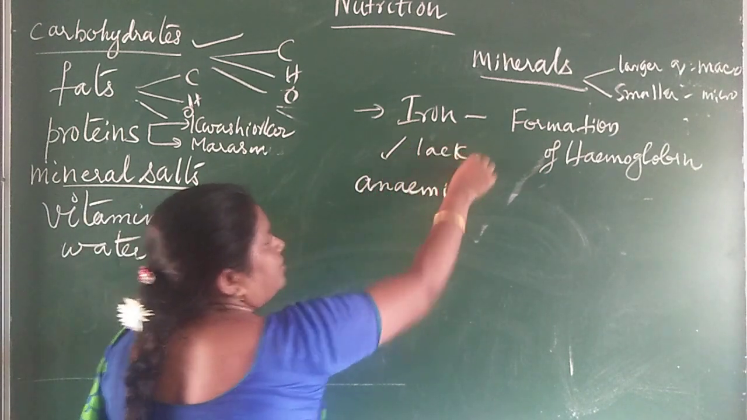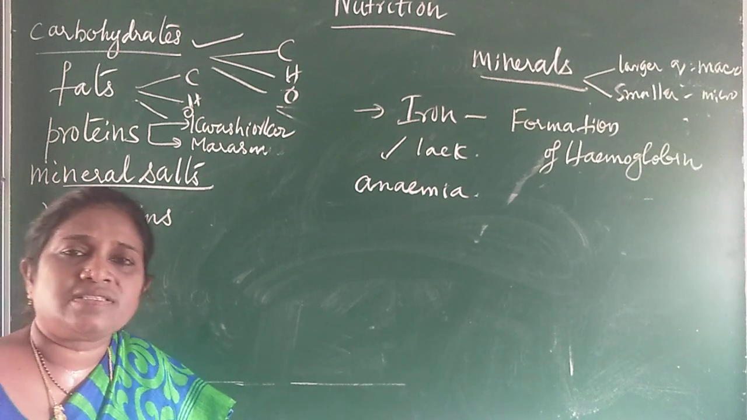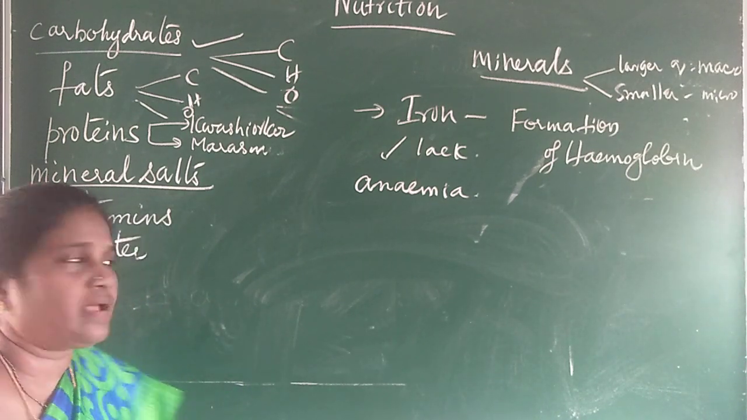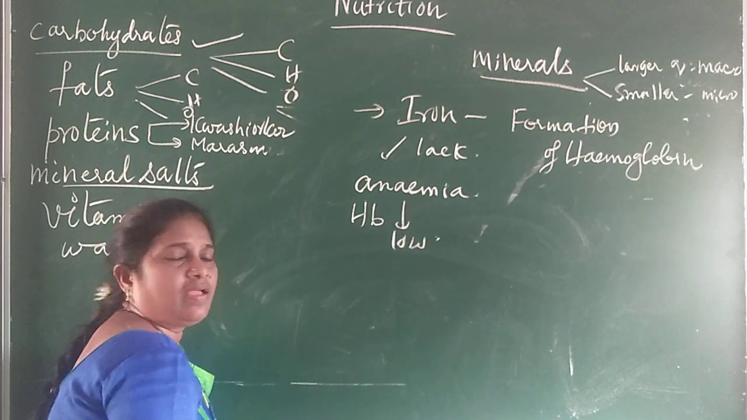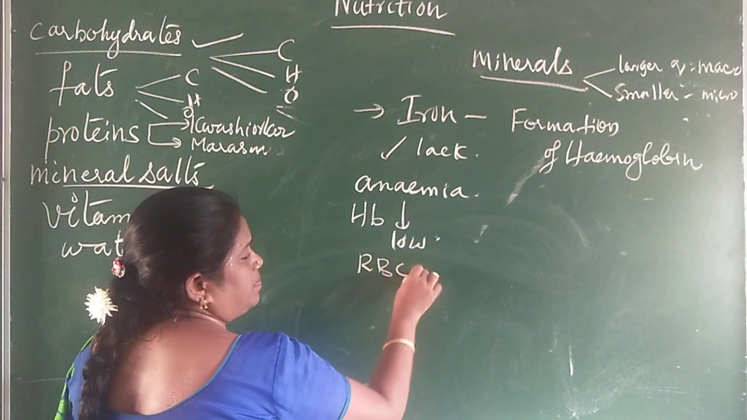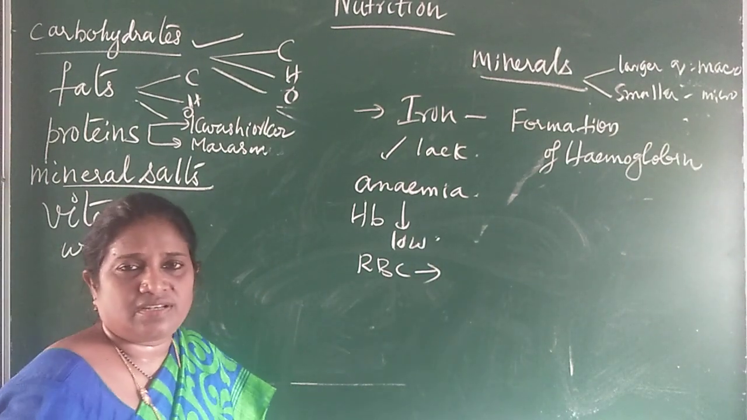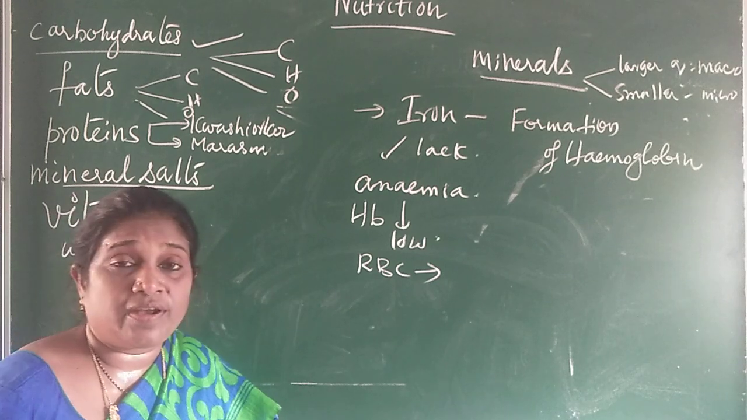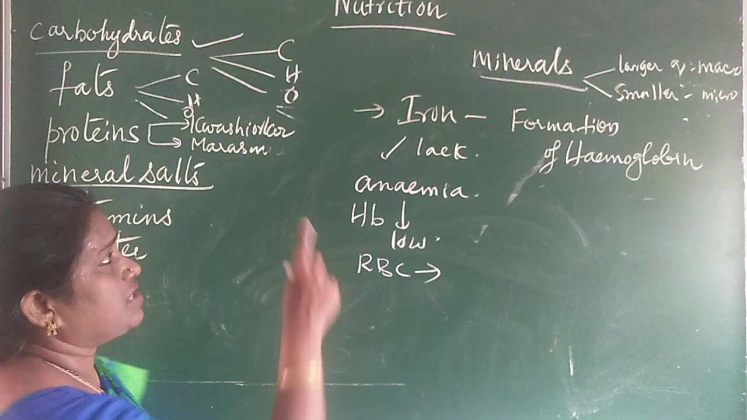Lack of iron, deficiency of iron in the diet, leads to anemia. So what happens if a person becomes anemic? The hemoglobin count becomes low. As a result, the red blood cells lose their ability to transport oxygen, because hemoglobin is very important for the transport of respiratory gases. Okay, children? So that's about iron.